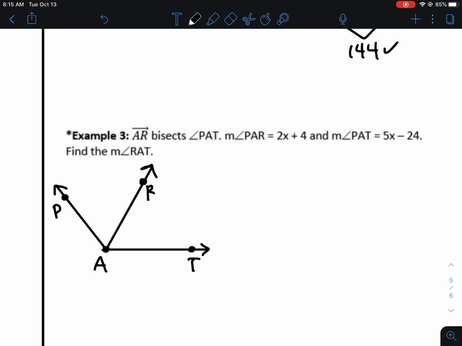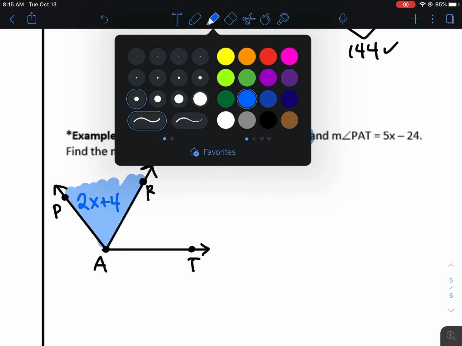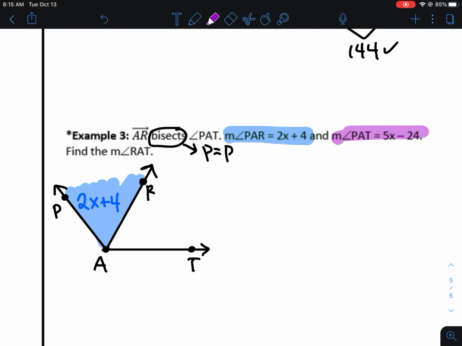All right, so it says bisect, so under normal circumstances, that would be part equals part, right? Okay, so let's see what the problem has to offer. So PAR is 2x plus 4, so PAR, and that is 2x plus 4. Okie dokie, so now we also have PAT, so that's the whole thing, PAT.